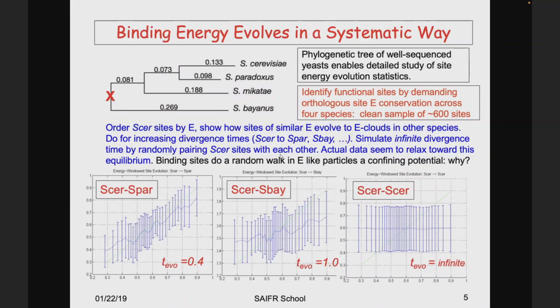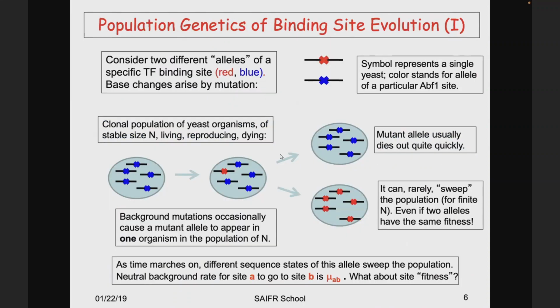You could even go further and try to quantify, is it possible for them to random walk outside of the functional region? Yes, it is, and that's something we could talk about. Okay, so that's the context, and now let's try to throw in population genetics. And see what we can get out of this.